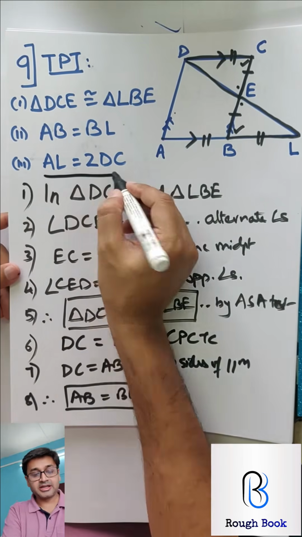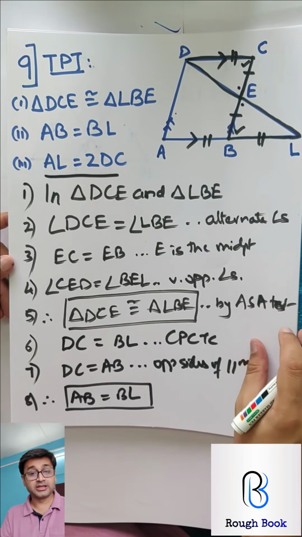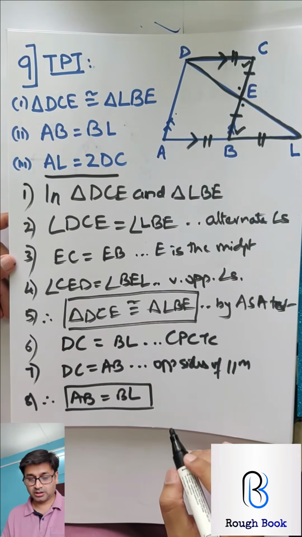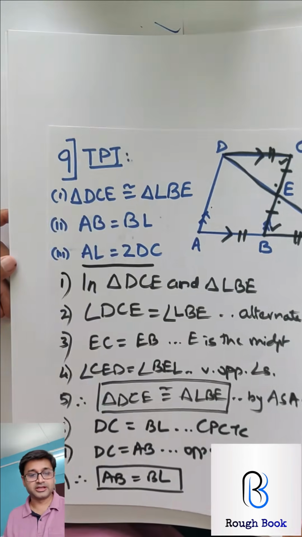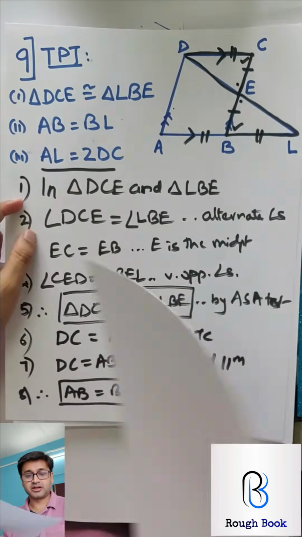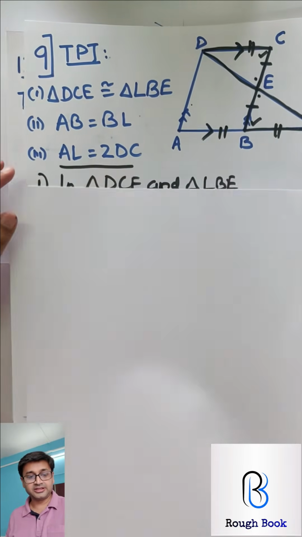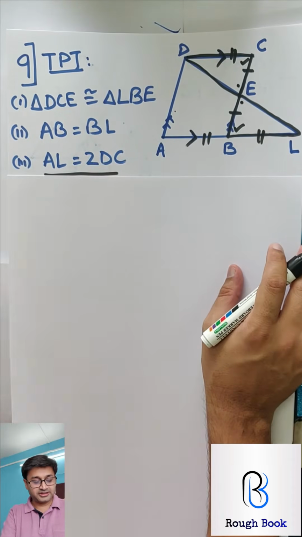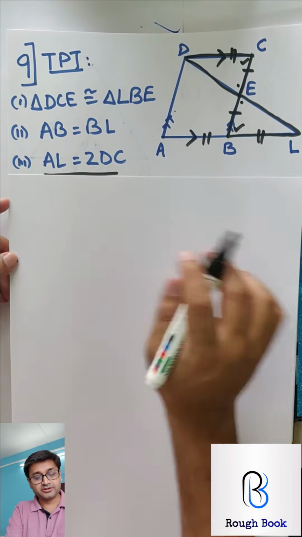Now the last part, AL is double of DC. How will you get this? AL is double of DC. So where should I write? I don't want to go on to the next page. Okay, let's go to the next page so that it becomes more systematic. Now see carefully, how are we going to get this last part? AL is double of DC. We were on step 8. So continue the same steps.